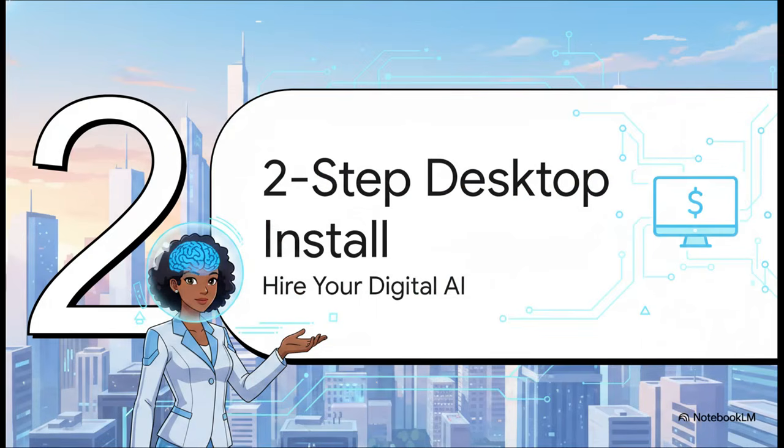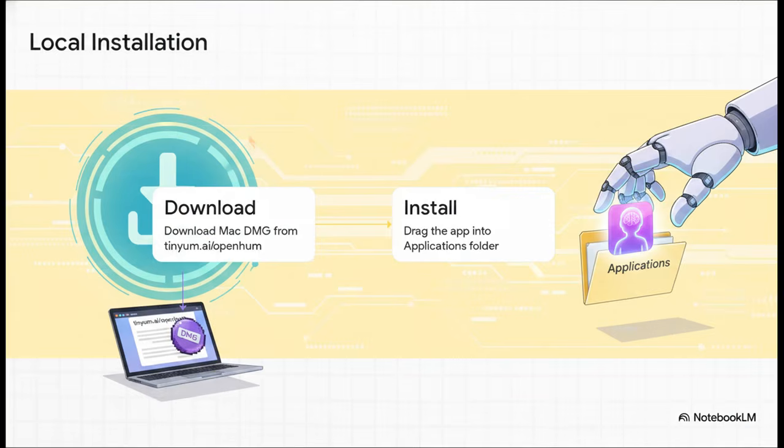Which brings us nicely to Section 2, the two-step desktop install, getting your AI on the payroll. As I promised, you won't need to write a single line of code here. The whole process takes maybe 30 seconds. For the non-technical local install, which is what the vast majority of us are going to want, you just head over to tinym.ai/openhuman and grab the Mac DMG file. Once that's downloaded, step 2 is literally just dragging the OpenHuman app into your applications folder. Click open, and you're in.